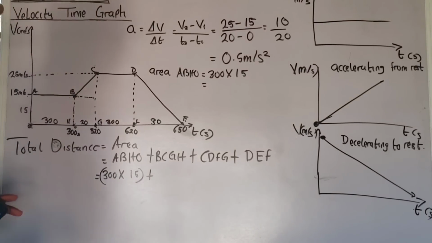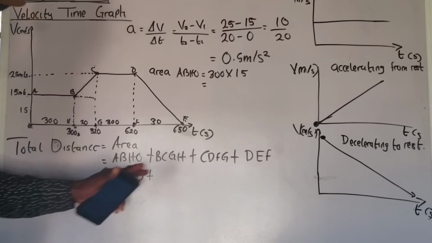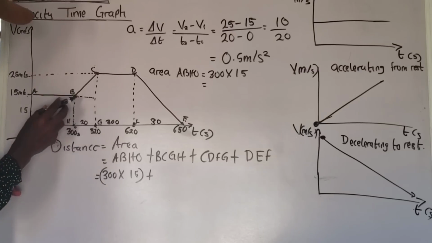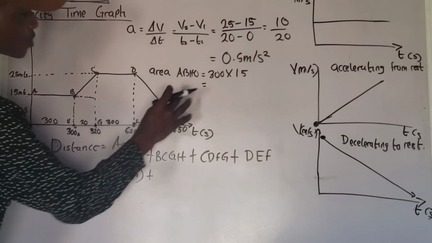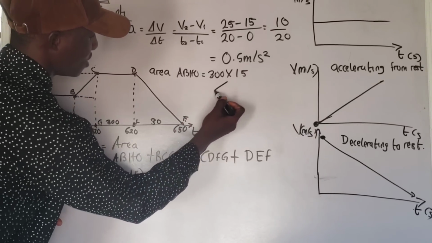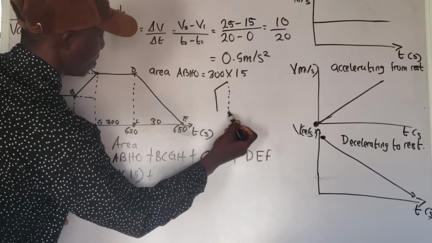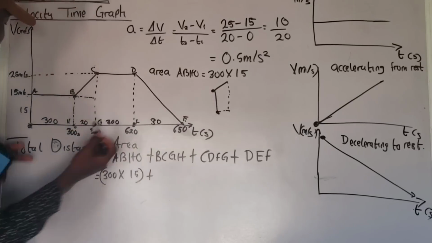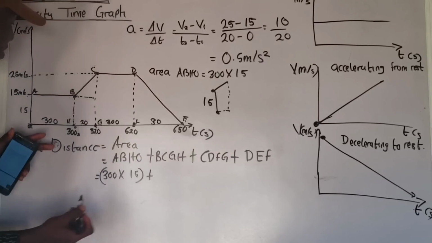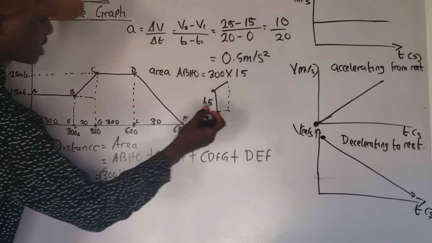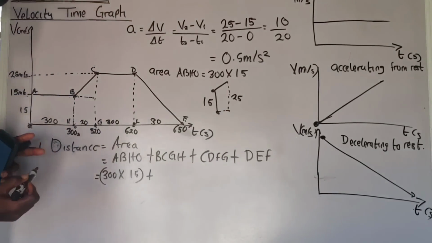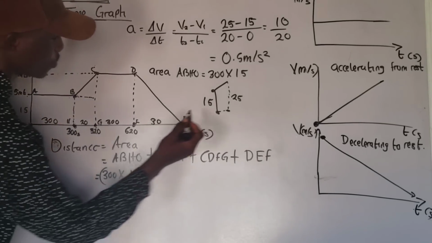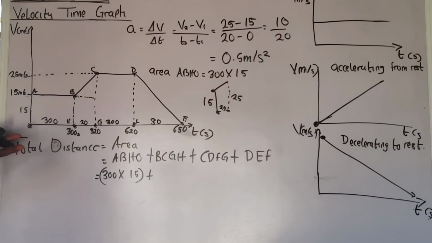Plus area of BCGH. Area of BCGH is the area of a trapezium. How will I draw this shape? We have this shape, this is a trapezium. From this point to this point is 15, and from this point to this point is 25. And from this point to this point, which represents the distance, it is 20. You can see that that is a trapezium.